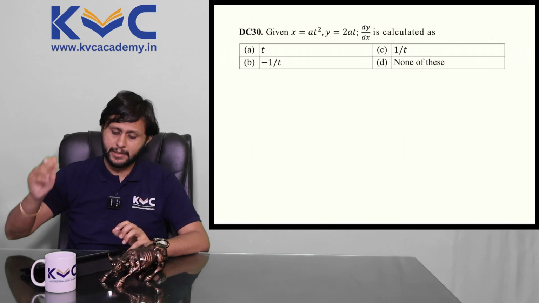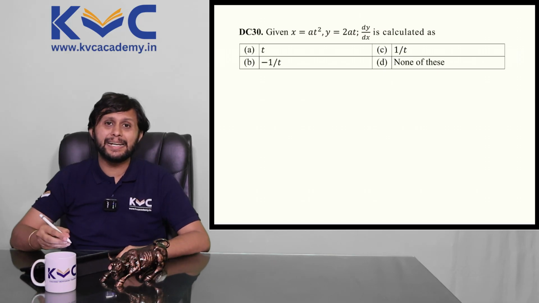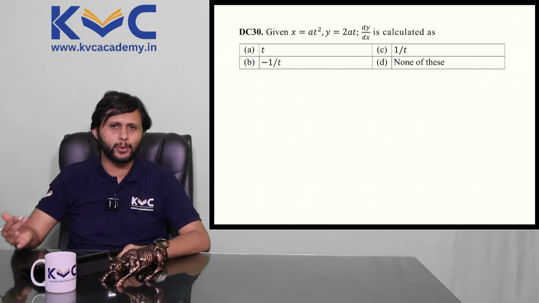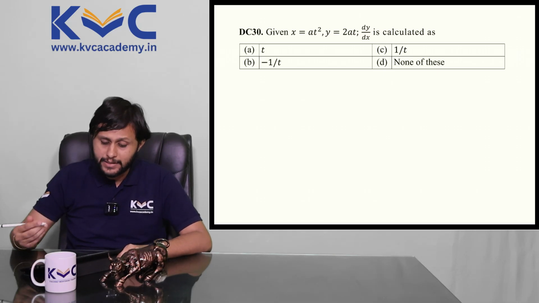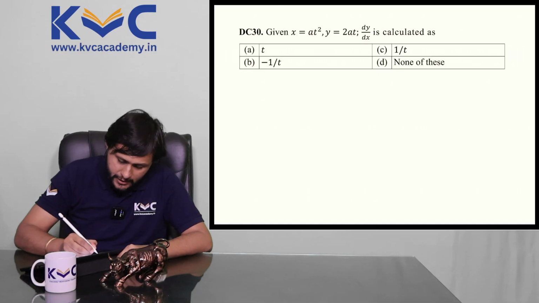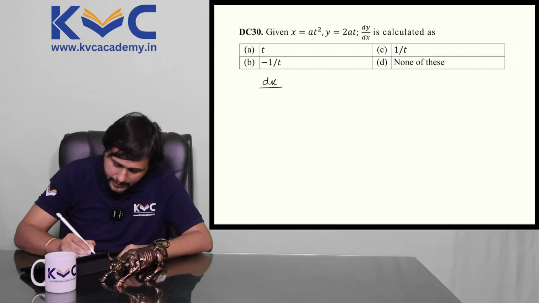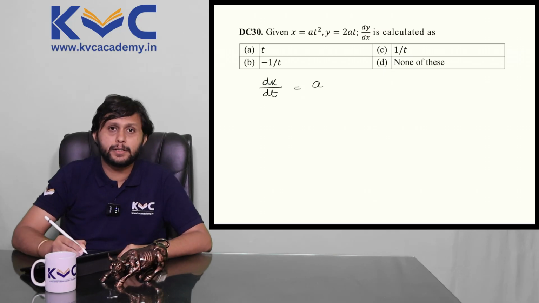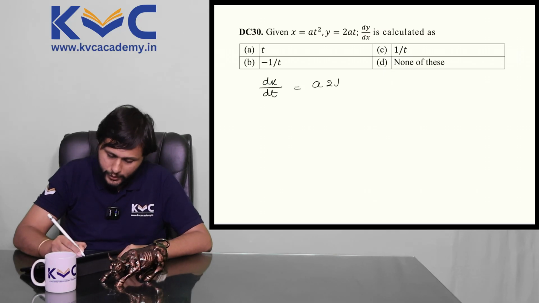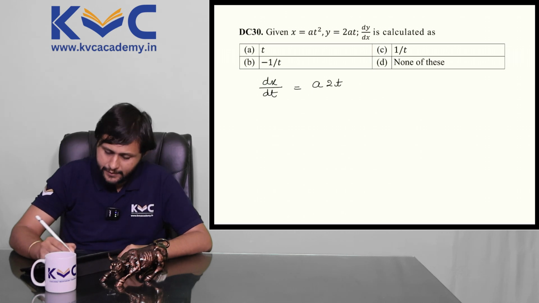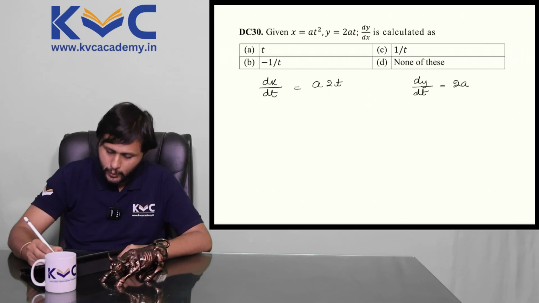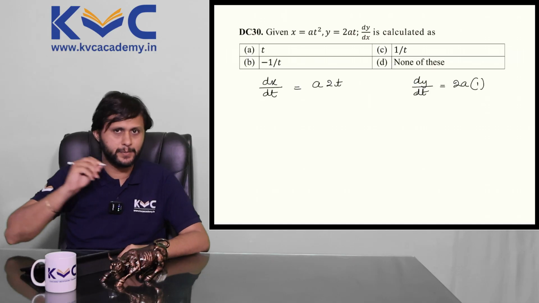See the question. They have given us x is equal to at square, where a is a constant. So it is as good as the example that I have taken, like 2t. x is equal to at square, y is equal to 2at. What should I do first? dx by dt equal to, a is a constant, differentiation of t square is 2t. Then I have dy by dt equal to 2a, a is constant, differentiation of t is equal to 1. Now I have to merge both of them.